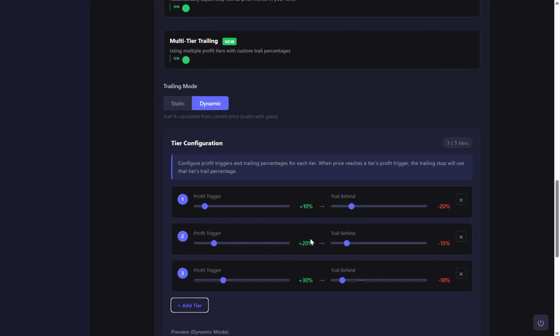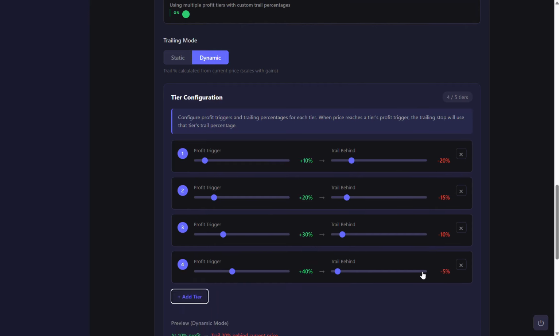As that price moves up, we want to start tightening that stop loss trail. Okay, so at 20% profit, we're going to tighten that up to a 15% trail. At 30%, we can do a 10% trail. And let's add one more. Let's say at 40%, we're going to be 5% behind that. Okay, so it's basically as price moves up, you can tighten that trail to lock in that profit.